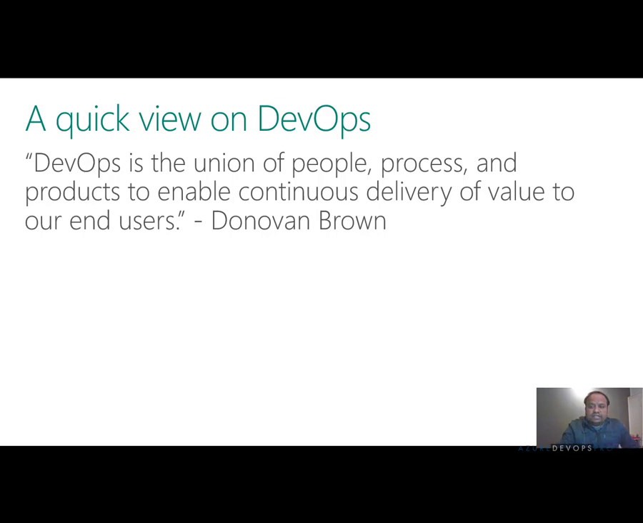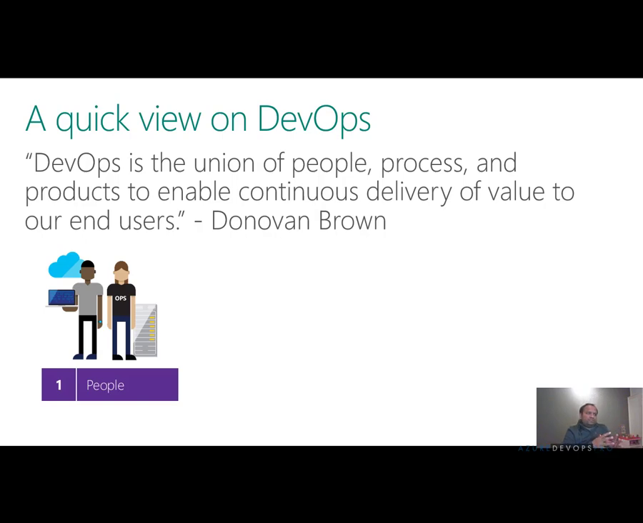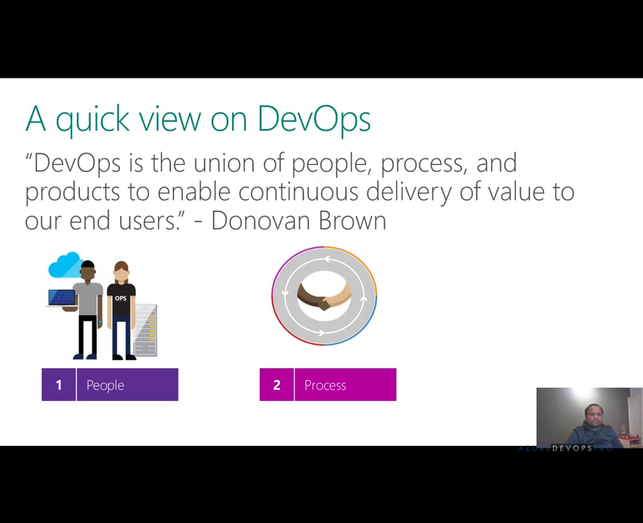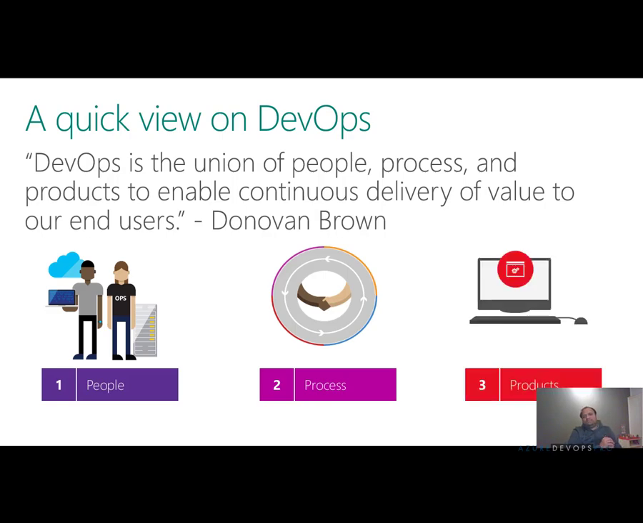So what he says is that DevOps consists of people, process, and then the product. So it's a union of these. People work together, they define certain processes so that they can work together, and while they are working together, they have to use certain products, certain tools, certain frameworks, so that all three things can work together to get the continuous delivery of value.